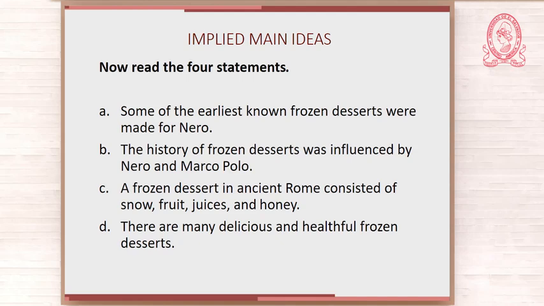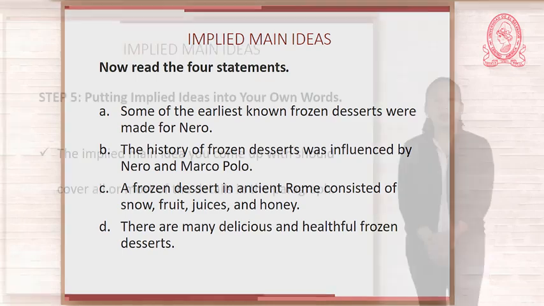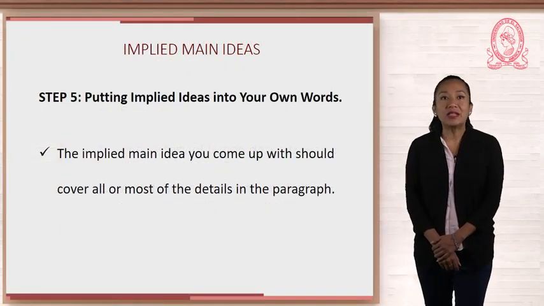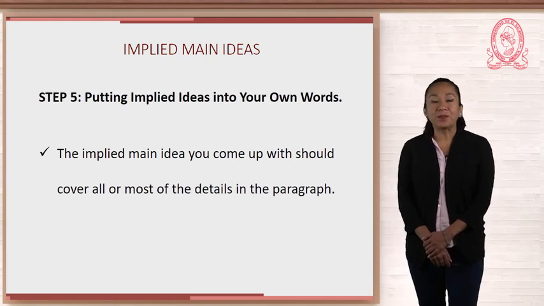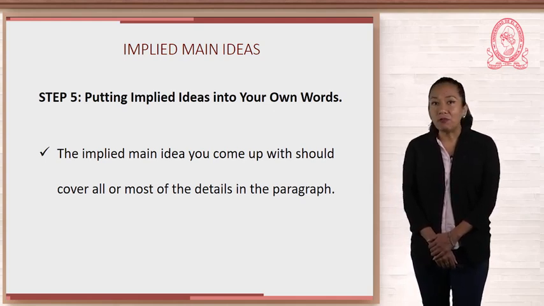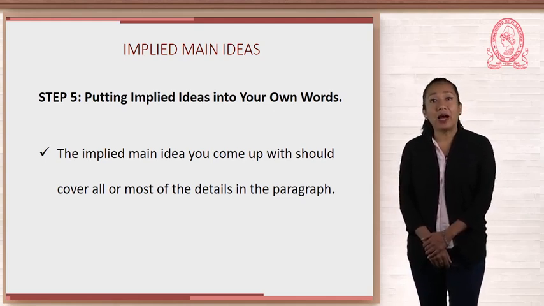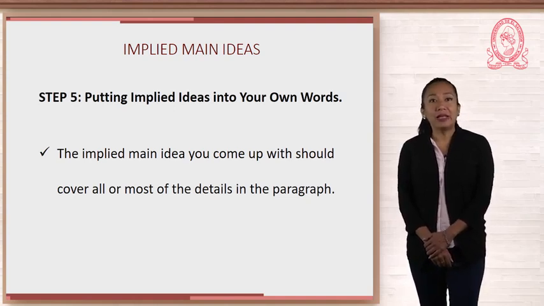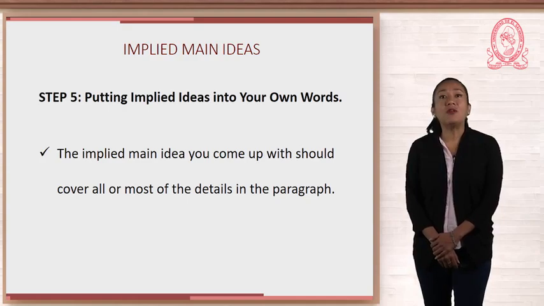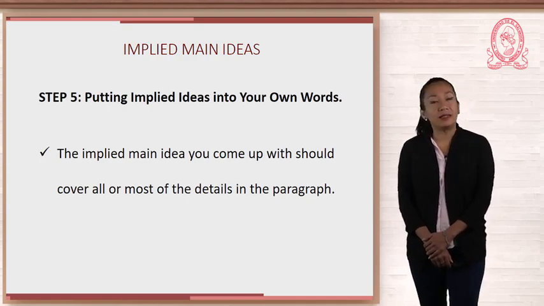The unstated main idea is letter B. Items A and C are too narrow. Item D is too broad. Let's finish with step 5, putting implied ideas into your own words. Langan states that when you read, you often have to figure out an author's unstated idea. The implied main idea you come up with should cover all or most of the details in the paragraph.